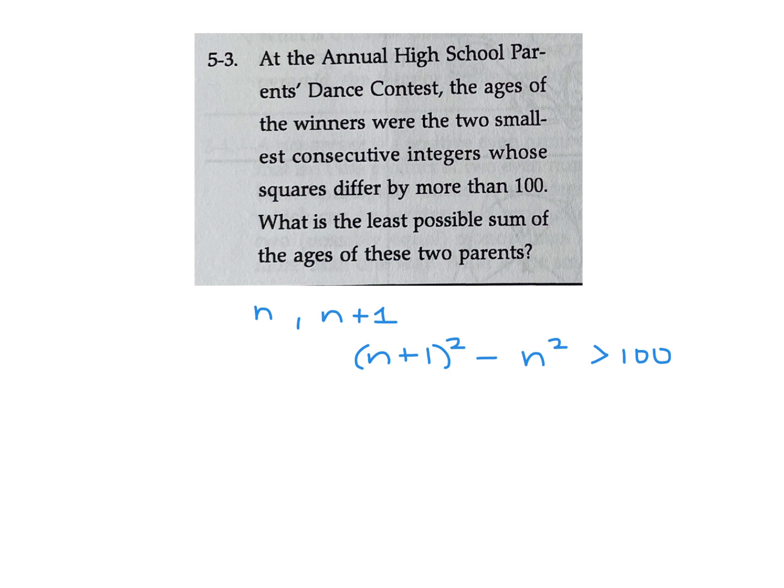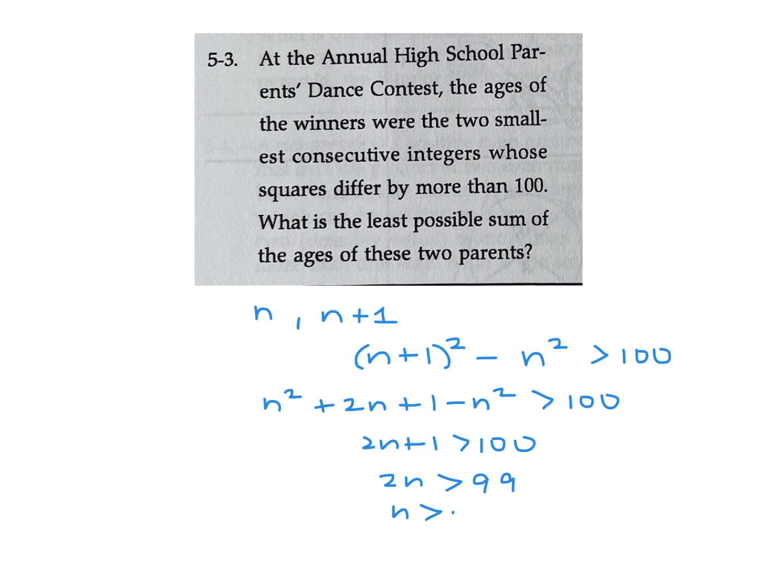All right, let's see what we get. Expanding this, we get n squared plus 2n plus 1 minus n squared greater than 100. So 2n plus 1 is greater than 100, and therefore 2n is greater than 99, n would be greater than 49.5. So if n is greater than 49.5, because we're looking for the smallest, least, the smallest would be n equal to 50. And therefore, that's 50, and the other one would be 51.